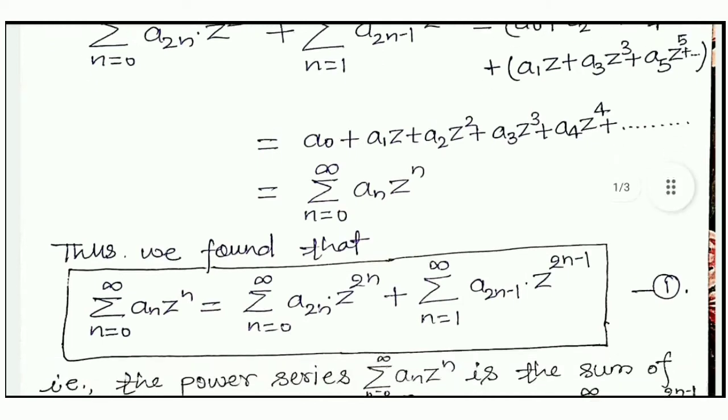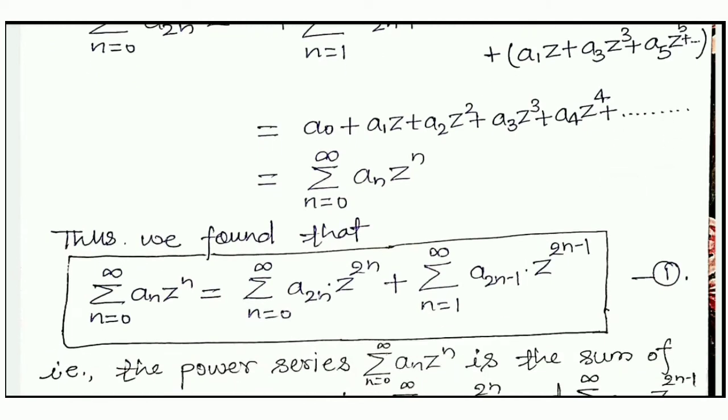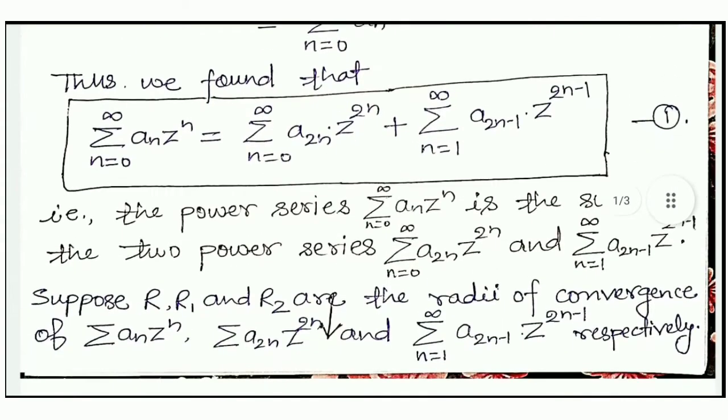If we look carefully, this result is nothing but the sum of the power series a_n z to the power n, and that's why we write it as summation n equals 0 to infinity a_n z to the power n. So we found that summation n equals 0 to infinity a_n z to the power n is equal to the sum of the two power series, namely summation n equals 0 to infinity a_2n z to the power 2n plus summation n equals 1 to infinity a_2n minus 1 z to the power 2n minus 1. Suppose this is equation first.